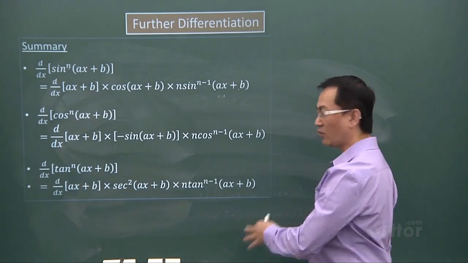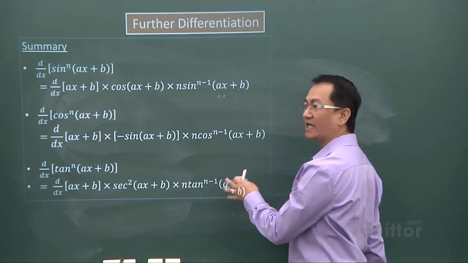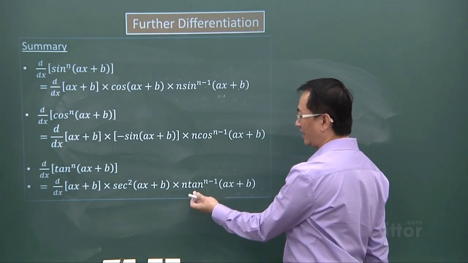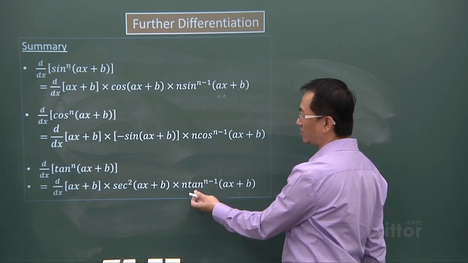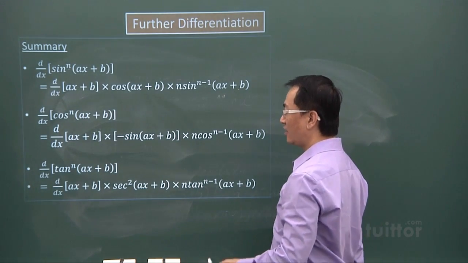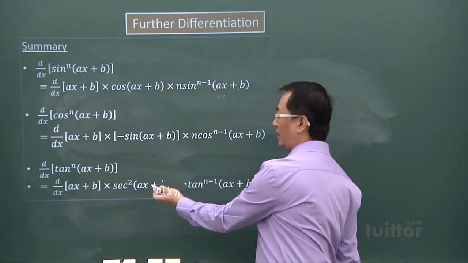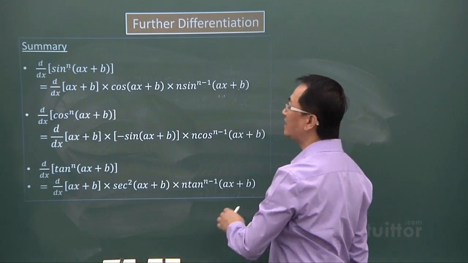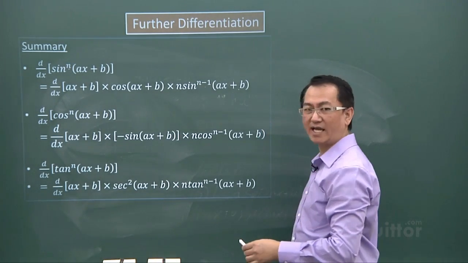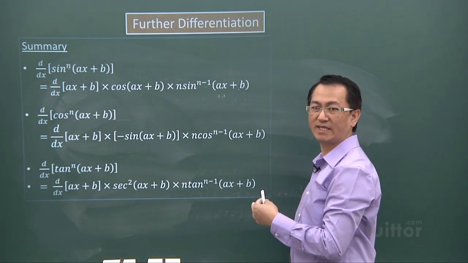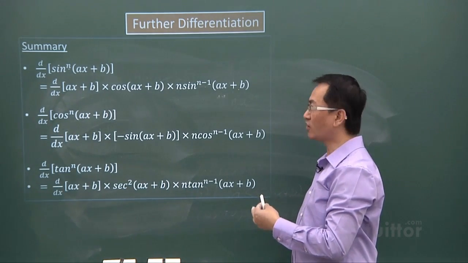So put it another way, deal with the index first. Then the function that is presented to you, which is tangent, you have to differentiate that. Then the angular expression. So this summary is a good guide for you to refresh your mind on this subject matter. So that's all for today.